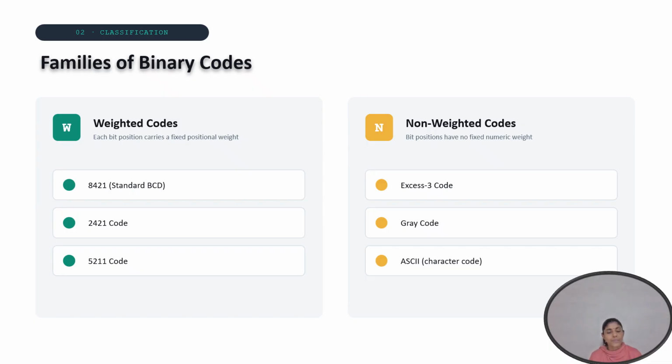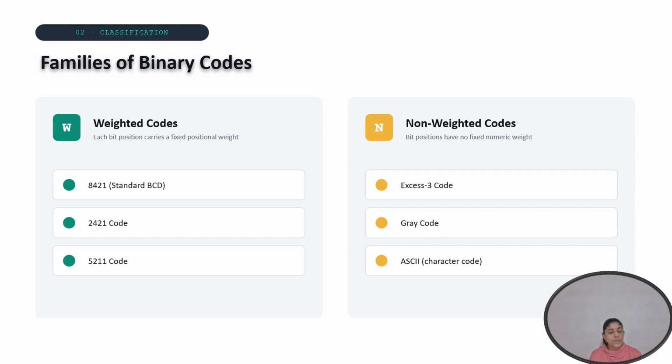So what is a place value? The position weight. What is a face value? Whatever numerical you can see visually. So each bit position carries a fixed positional value. That is your weighted code. What is a non-weighted code? There is no fixed or numeric weights for any bit position.